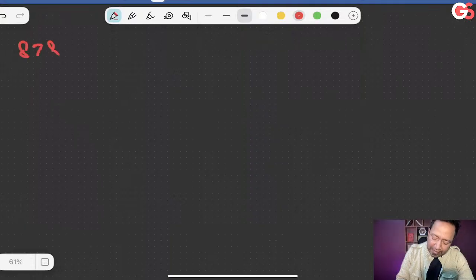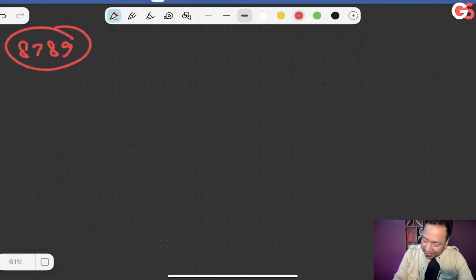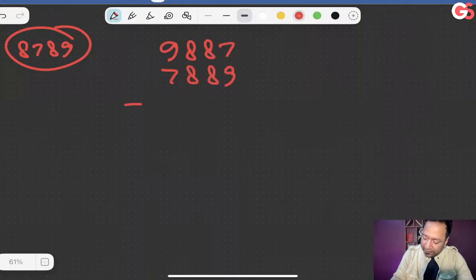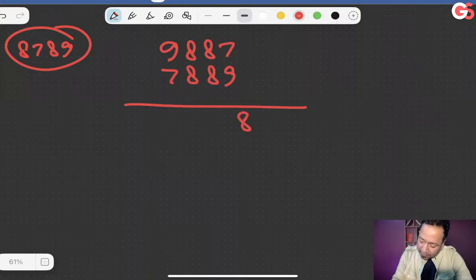Let's take Aditya's example, 8789. In the descending order, it will be 9887. Ascending order 7889. Let me do this. 17 minus 9 is 8. This is 9. Okay, this is 9 again. This is 1. 1998 is what I got, right?